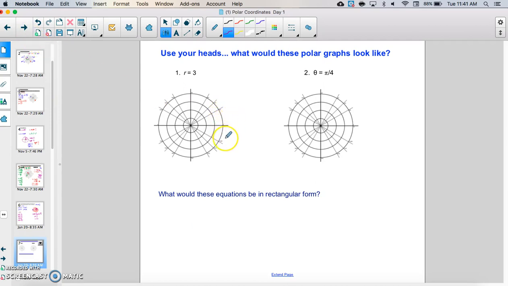So just some kind of funny looking graphs. I don't know if we'll ever actually see these again, but if we were asked to graph r equals 3, well, r equals 3 is here, but it's everywhere on the unit circle now that r is 3. So that would just be the graph of the circle with a radius 3. Whereas if I had theta equals pi over 4, I know theta equals pi over 4 here, if I'd started in the positive r, but if I started in negative r, my positive pi over 4 would be right here. So it actually would just be this straight line. So that would be my pi over 4.